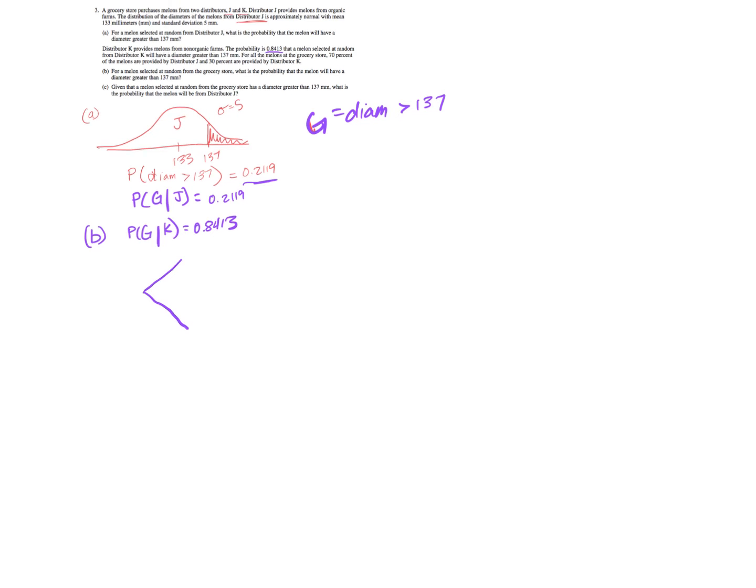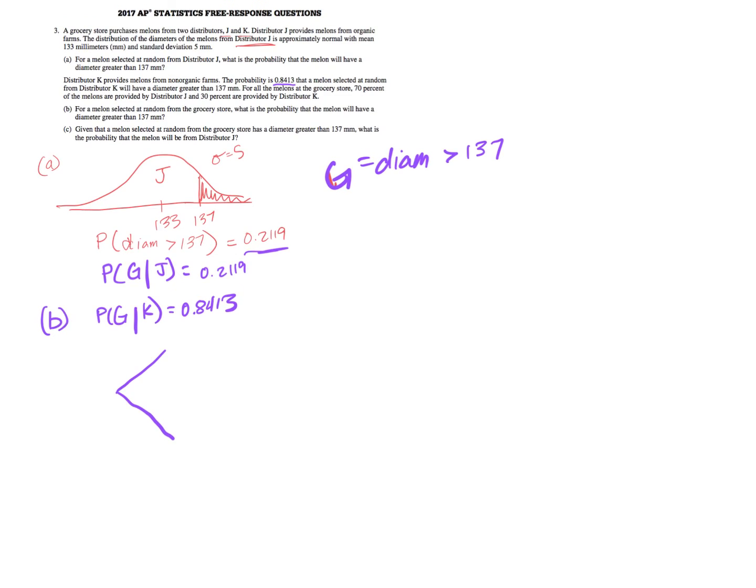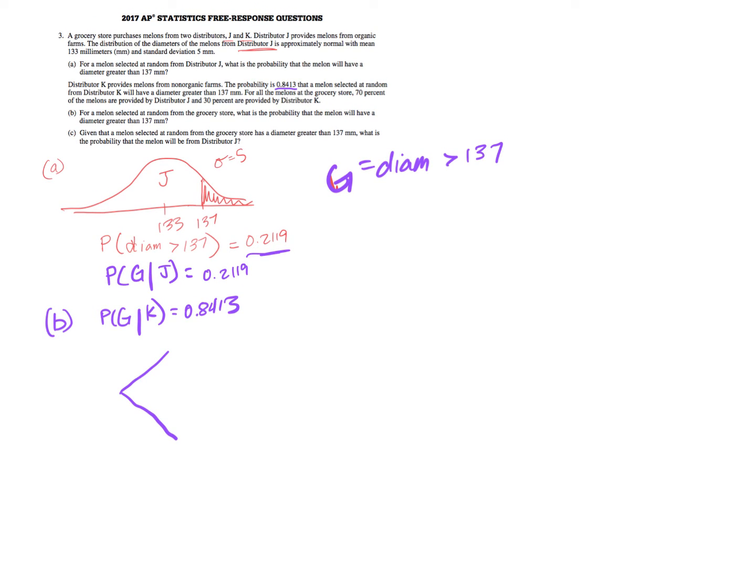What else do we got here? For all the melons at the store, we know that 70% are provided by J and 30% from K. So if I put a 0.7 here and a 0.3 here, would you guys be comfortable with that?